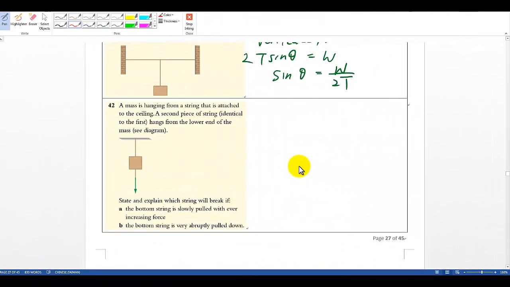Next question. This is also another very interesting and classic physics question. In this question, they ask you to explain which string will break first if we do it differently. So here there's a diagram, there's a box here, and there are two parts of string, right? So let me call them string 1 and string 2. In part A, it says you will pull the bottom string slowly with increasing force.